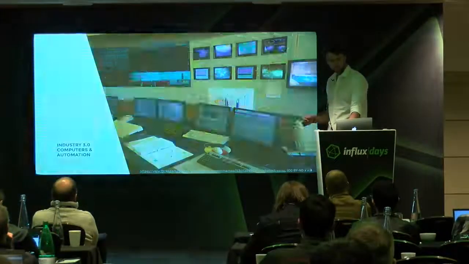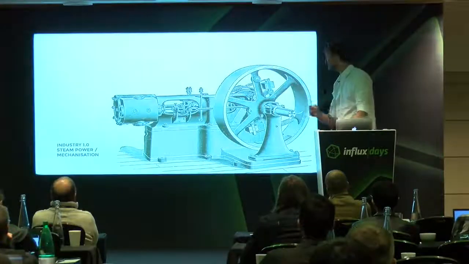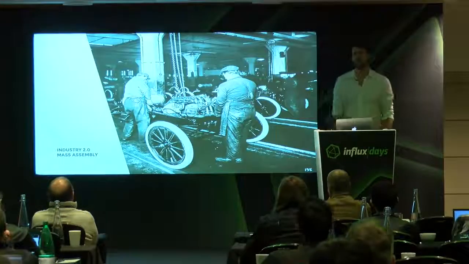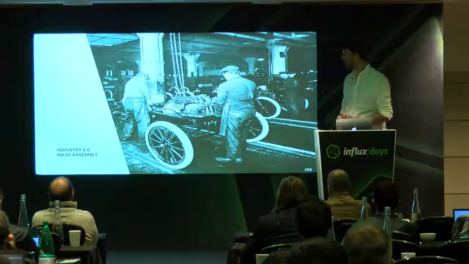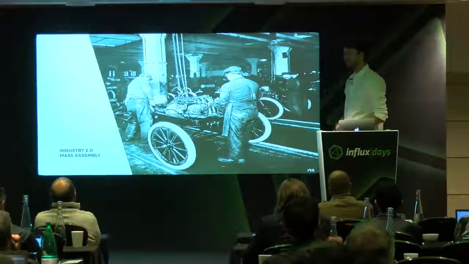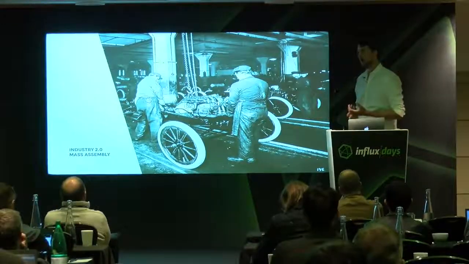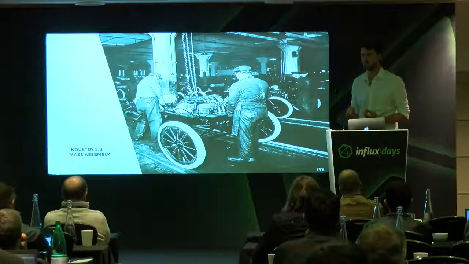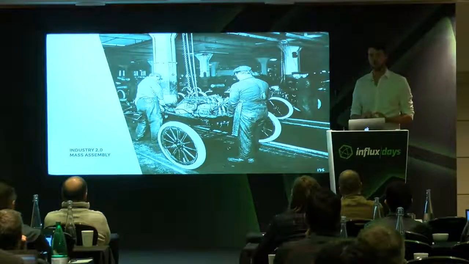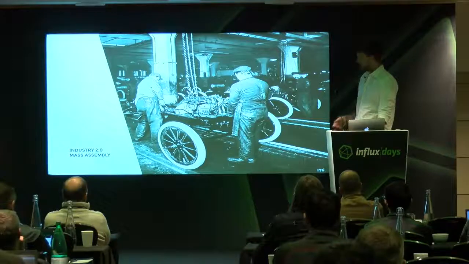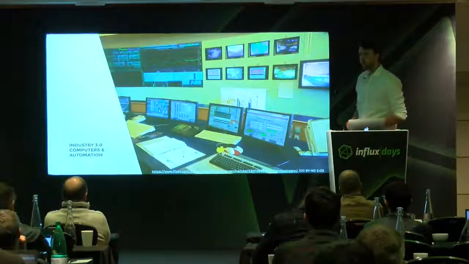What was the second industrial revolution? About 100 years ago, we all know Henry Ford and the Ford Model T. Mass assembly was introduced, and it was the first time people started thinking about how we can create more products with the same amount of resources, with the same amount of people, how we can be more efficient. Second industrial revolution. And then along came computers.